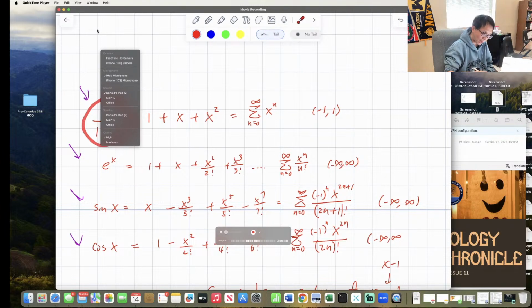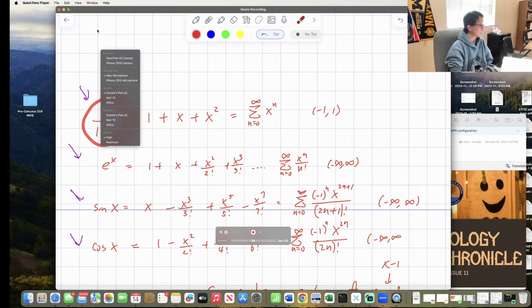But today, I want to show you one more thing here, which is the integration from 0 to 1 of e to the negative x squared dx. Let's do it as a definite integral.